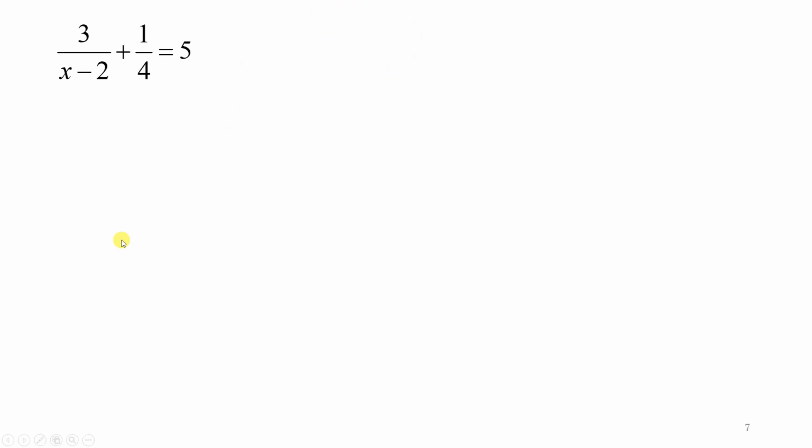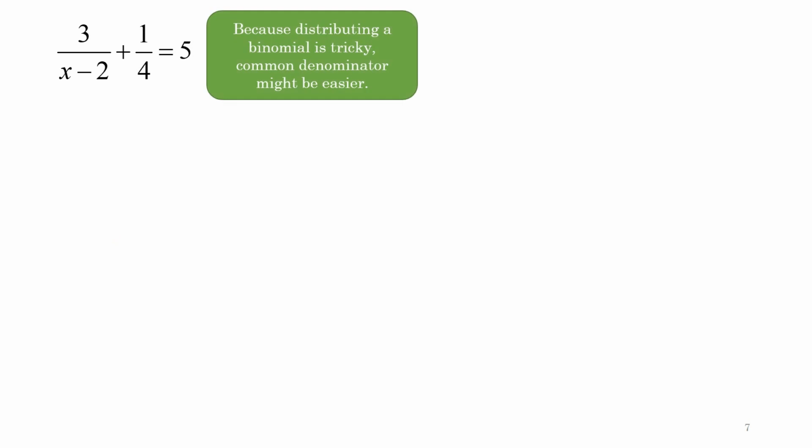We're going to see the next level of complexity. Now, it's not entirely different. It's just a little bit trickier. Now here, since we have a denominator that has the x with it, that's a binomial, it might be a little tricky to multiply everything by the lowest common multiple. So it might be smarter to get a common denominator.